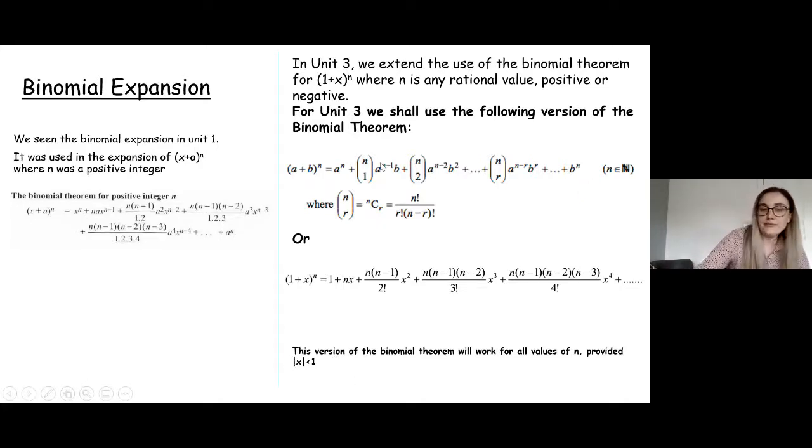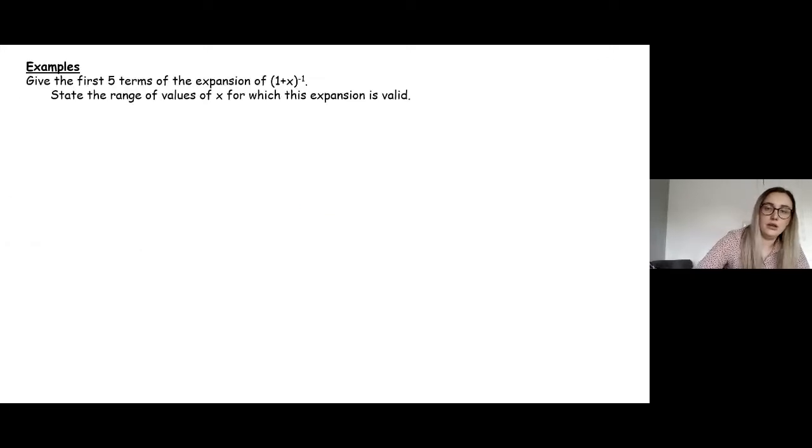Okay, let's look at a question. Give the first 5 terms of the expansion of 1 plus x to the power of minus 1. State the range of values of x for which the expansion is valid. I'm going to write that out. So 1 plus x to the minus 1 is going to equal.